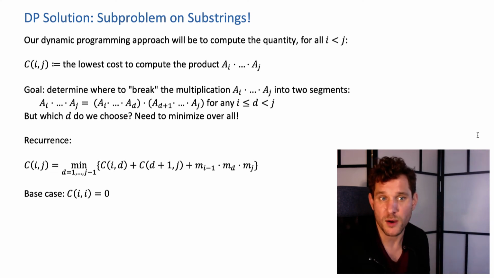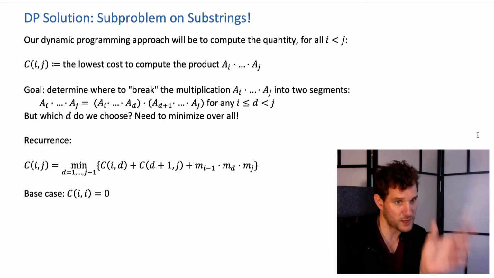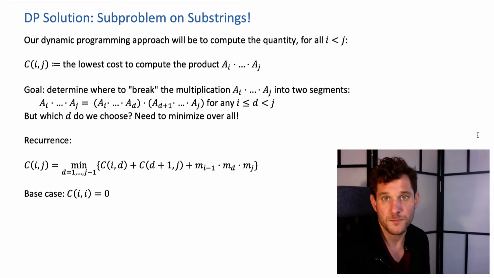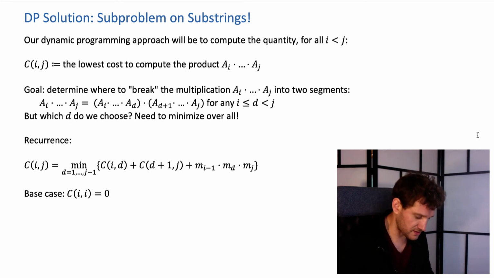But the only question is, where do we make this split, D? We have to decide where we choose the dividing point between segment 1 and segment 2. What we're going to do is consider all possible solutions. So we're going to minimize over D here. We're going to choose the best solution over D. So in this case, the recurrence is relatively straightforward, right?